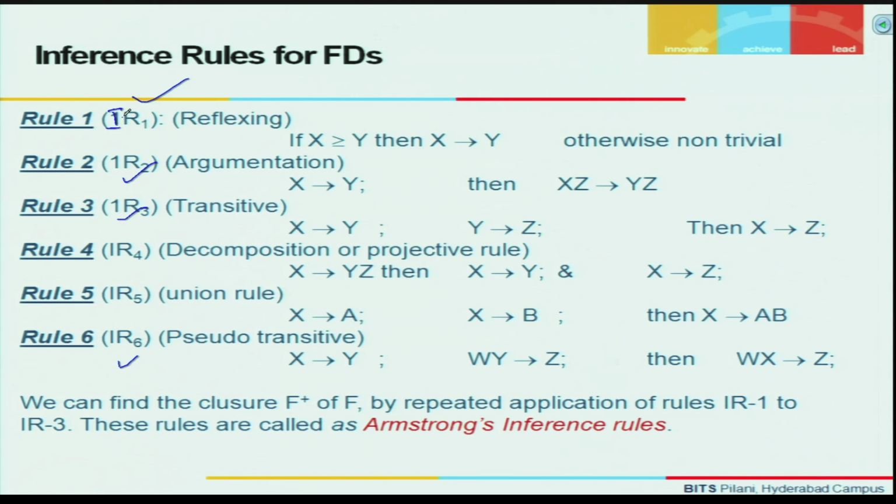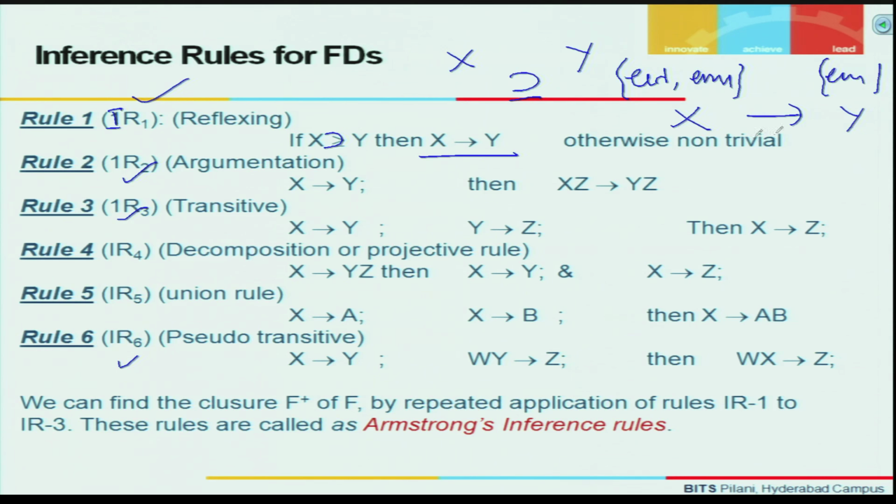feature or reflexive characteristic. That is, if I have an x component and a y component, and x is a superset of y, then I can say that x determines y. For example, if I have x component employee ID and employee name, and on the other side I have employee name, then I can say that this always determines this, because the x component is a superset of the y component. That is why I can infer a new functional dependency wherein I can write that x determines y.